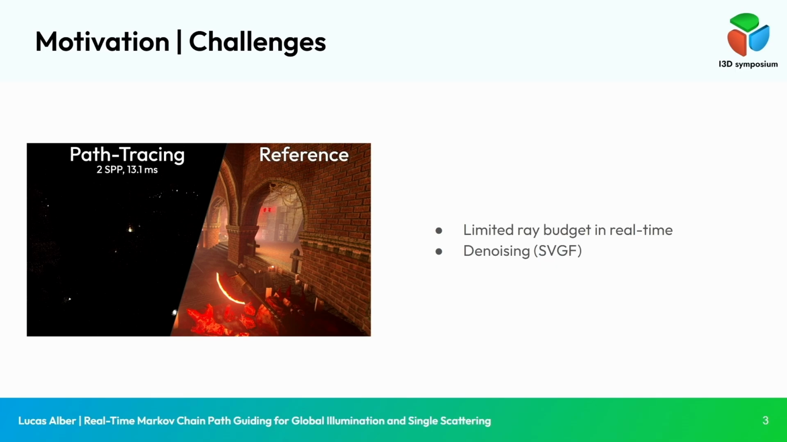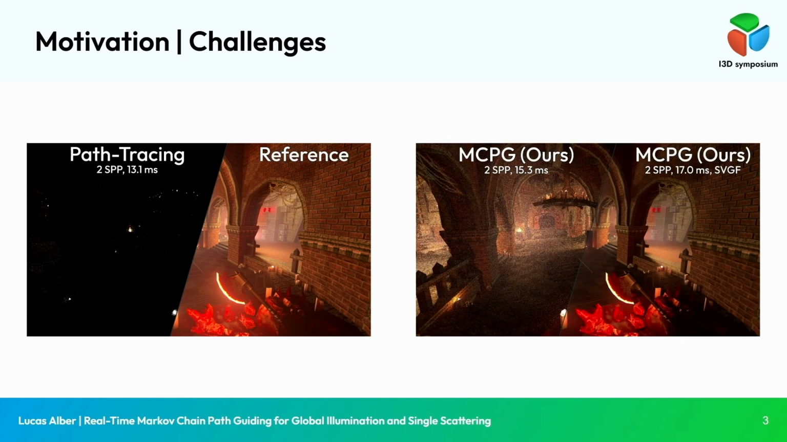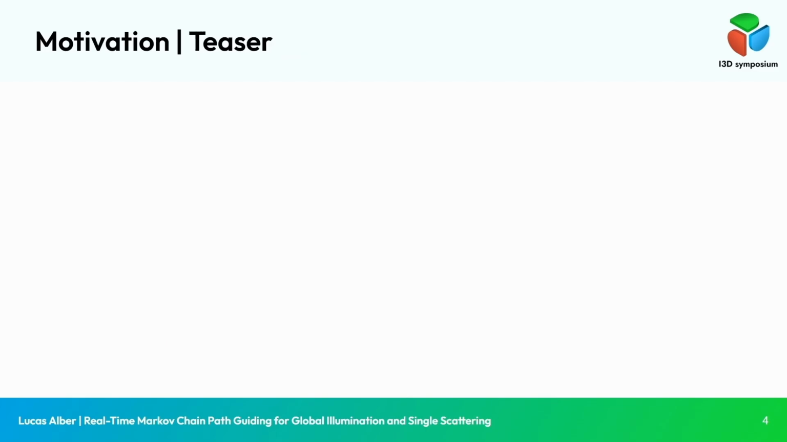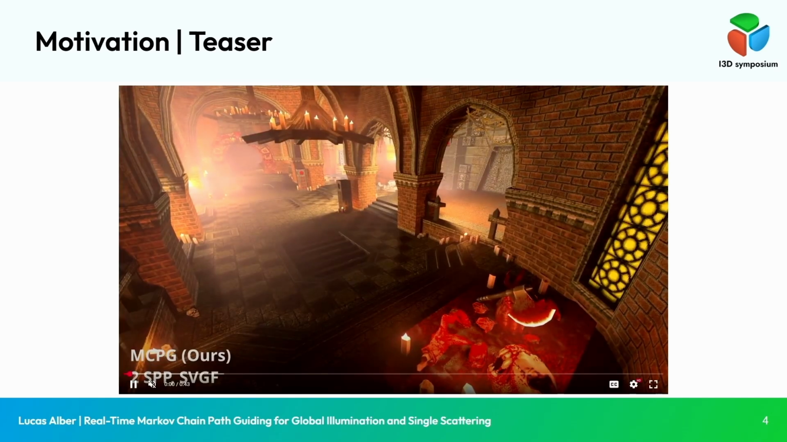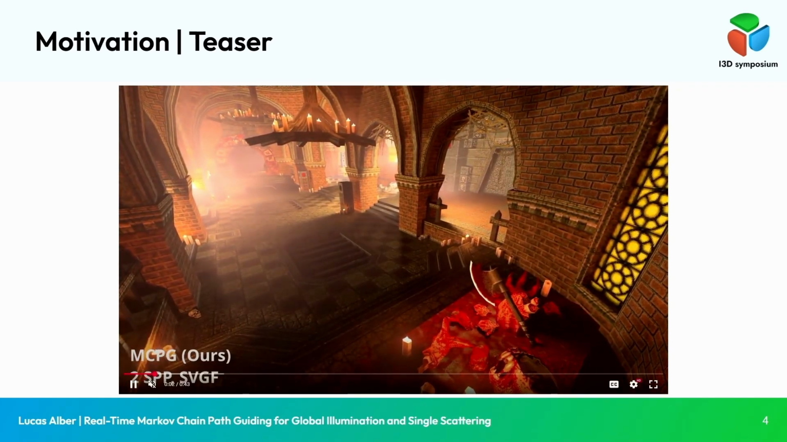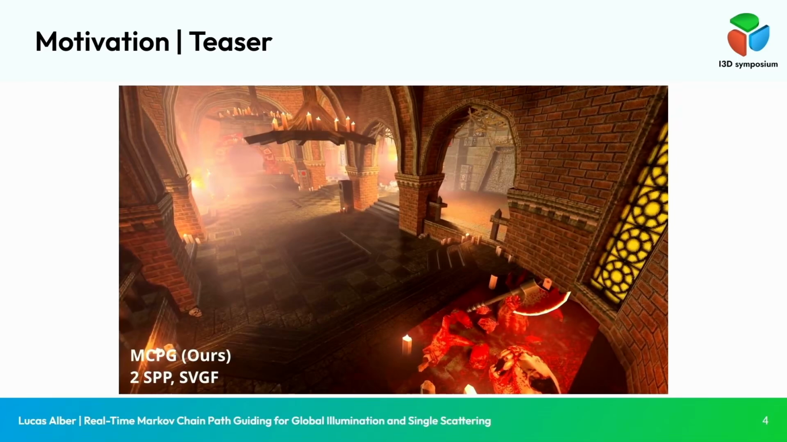So we're focusing on the first here. And in fact, our algorithm that I'm presenting now can produce path trace images like this one on the right in real time with the same number of rays, which then can be denoised more easily. And we can even do that in real time and dynamic scenes. This can be seen in this demo here.